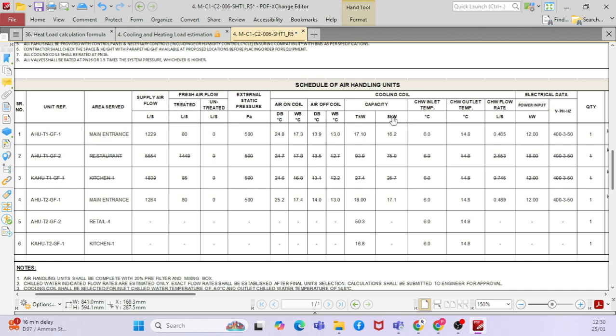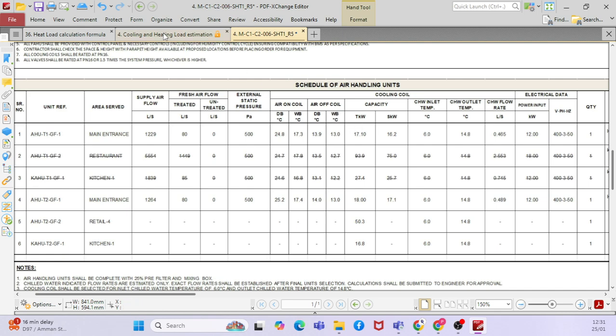So sensible heat is the heat coming from the dry air, and latent heat is the heat coming through the moisture. You are going to calculate the sensible and the latent, and when you add them together, you find the total load. So this is the formula.